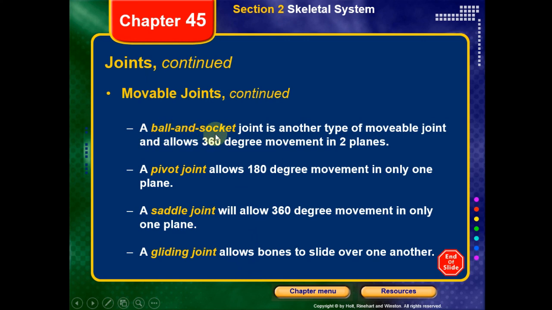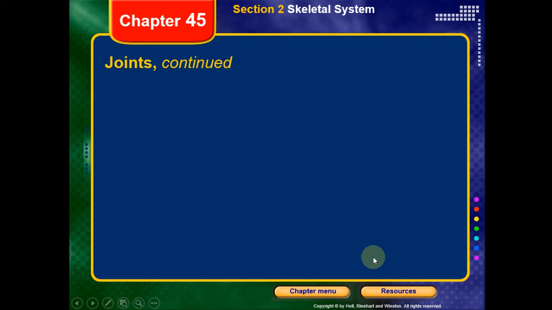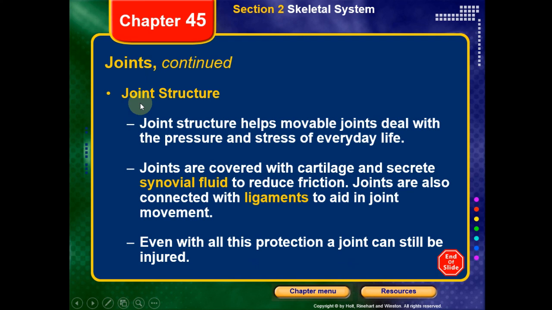The ball and socket joint is another type of movable joint that allows 360 degrees movement in two planes, like your shoulder. The pivot joints allow 180 degrees movement. The saddle joint has 360 degrees movement. The gliding joint allows bones to slide over each other. So joints are very important in our body and very helpful in our movement. Let's see the structure of these joints.